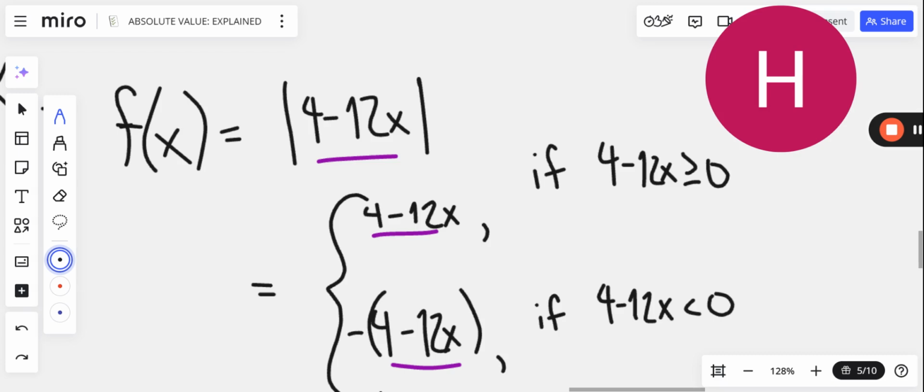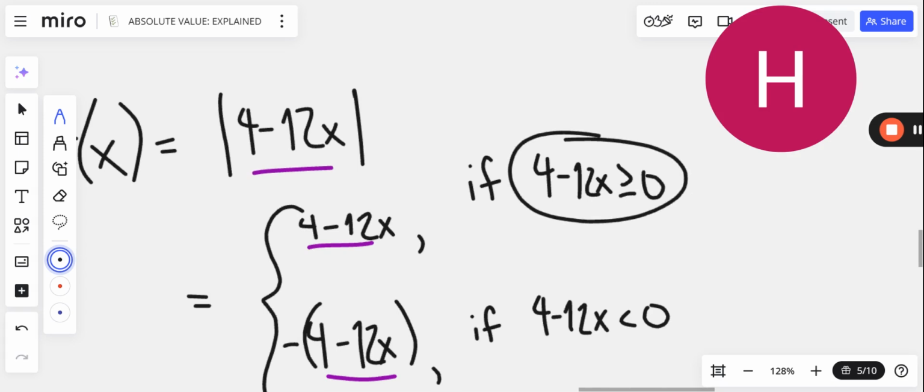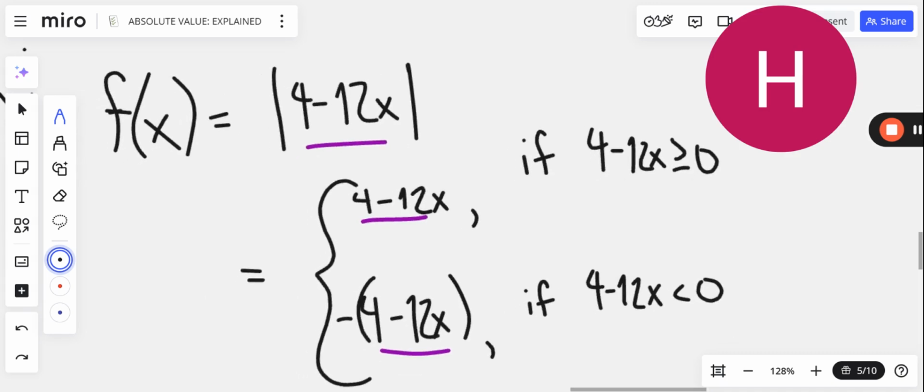So I want you to really ingrain this into your mind, that if this thing is positive, then it's going to just stay the same. So when is this going to just stay 4 minus 12x? As long as 4 minus 12x is greater than or equal to 0, non-negative. And it's going to flip it, so it's going to call it negative (4 minus 12x) whenever the 4 minus 12x is negative. It's less than 0. So if it's less than 0, we need to put a negative on it to flip it into a positive. Again, that's what absolute value does.